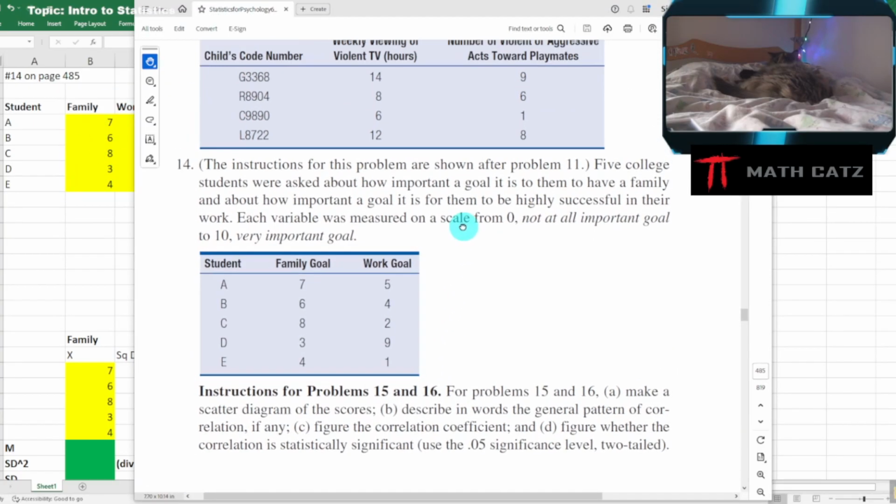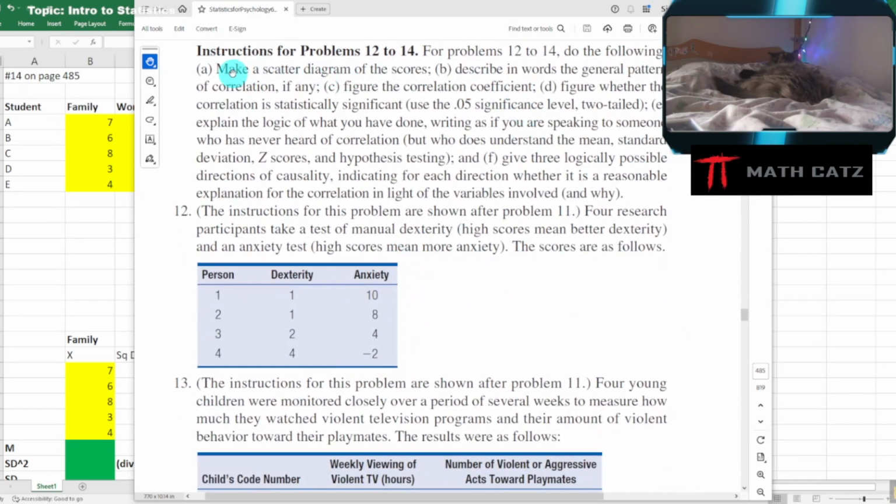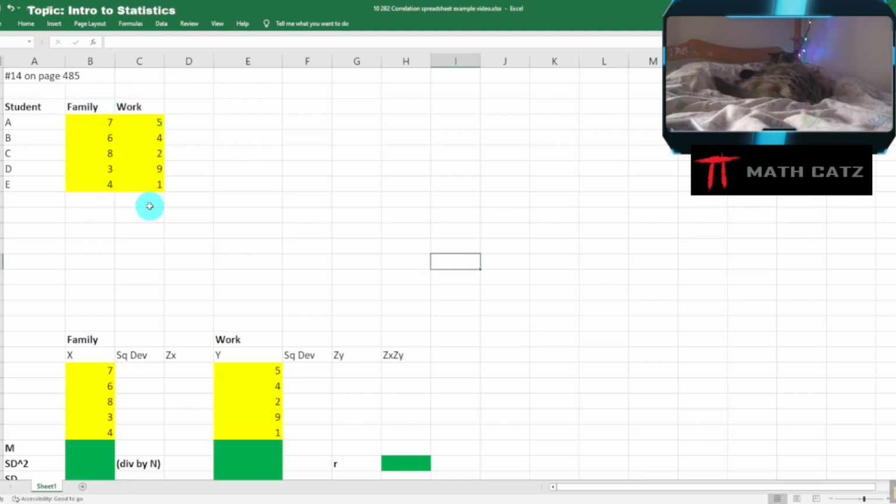Let's just read what the instructions are that are referred to in 11 here. So we want to make a scatter diagram first. Then we want to see, do we observe any seeming correlation in that? Just our impression. And then we want to calculate the correlation coefficient and see if it is statistically significant. So first of all, let's make a diagram of these points, family to work. And another convenient thing about using a spreadsheet is the graphing. And the visual representation of this is so much more convenient.